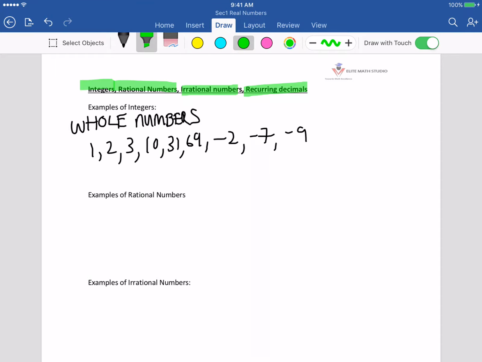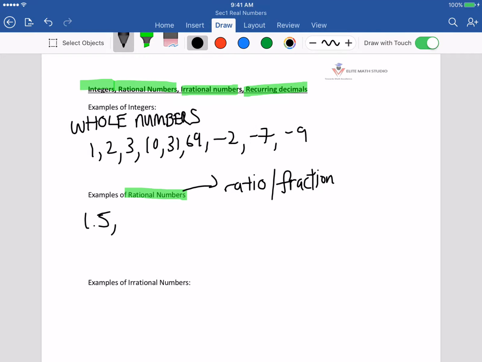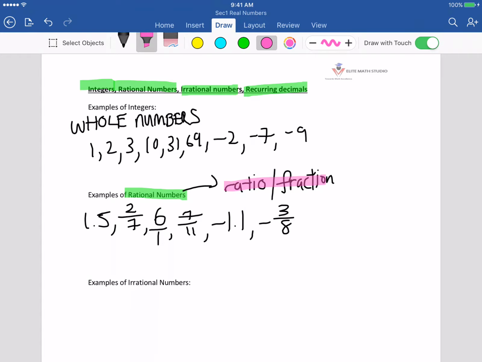Okay, next one, what are rational numbers? A rational number is actually a number which can be expressed as a ratio. In other words, it can be expressed as a fraction. So some rational numbers can be 1.1, 1.5, 2/7, 6. Why is 6 a rational number? Because it can be expressed as 6/1. Next, for example, 7/11, -1.1, -3/8. That's what we call rational values, which can be expressed as a ratio or fraction. All integers are rational numbers.